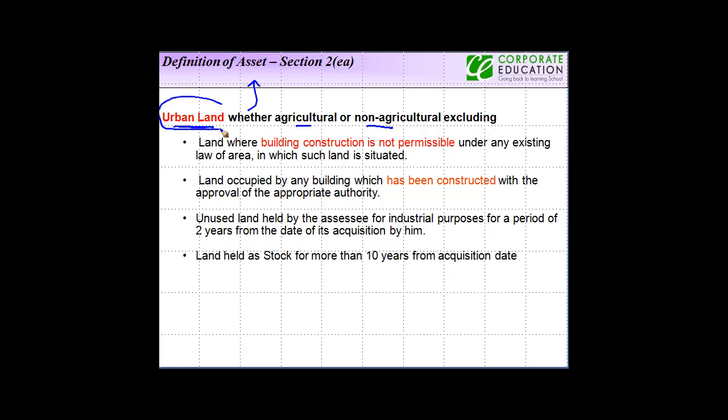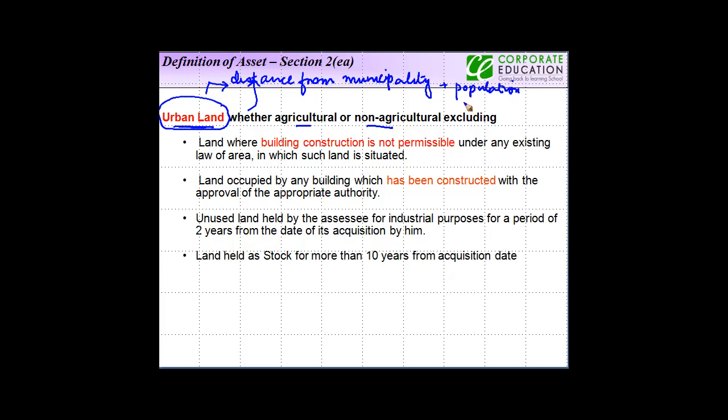Now the definition of urban land is something which is given in your notes. Again, this is very similar to the case you had for the purpose of house property and capital gains. The distance of the land from the municipality is important. You can go through this in your notes, but distance from the municipality is important for this purpose. Another criterion is based on population.